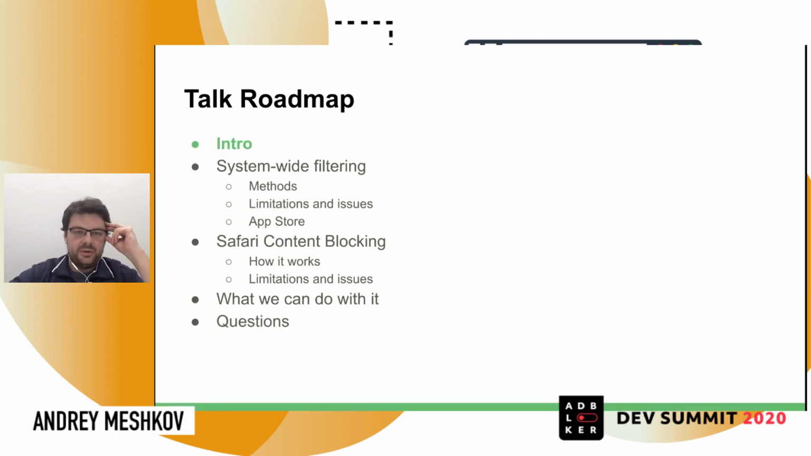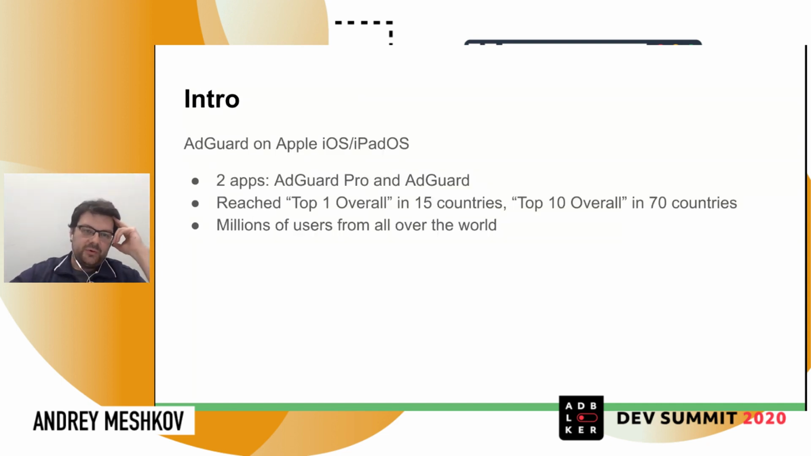So let's get going. This is a brief roadmap of my presentation. I will get you through all the content blocking methods available on iOS and tell you about their issues, limitations, and how we solve them, if it's possible. And when it's not possible, I will tell you that as well. But first, let me please introduce AdGuard iOS apps, as I will be using them as an example.